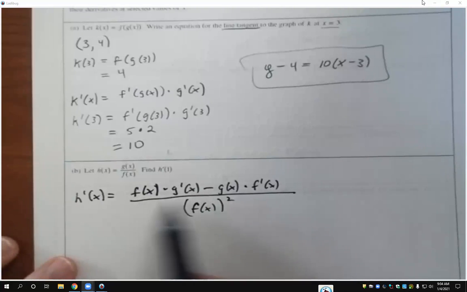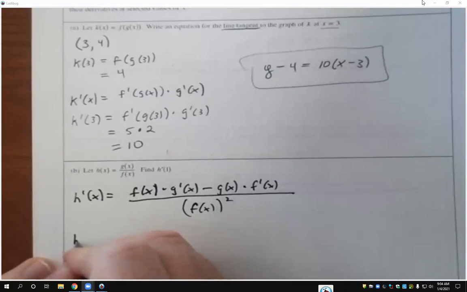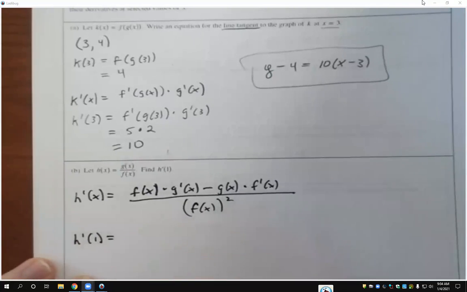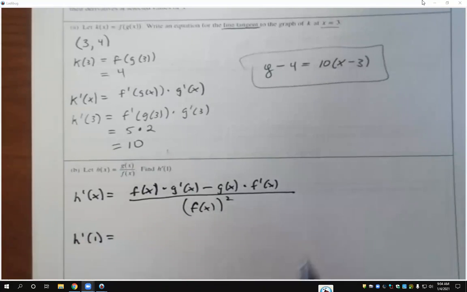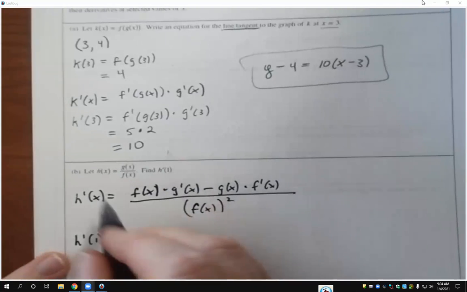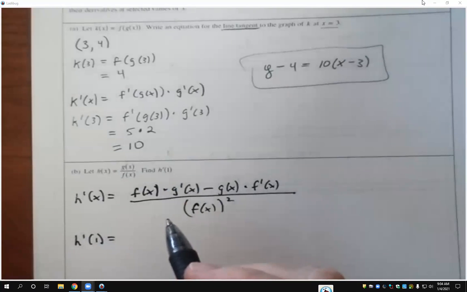Okay, it's probably like 1 point for the derivative, 1 point for the substitution, and then maybe 2 points for the answer. Might be 2 points for the derivative, and then 1 and 1. Typically, they're worth 3 or 4 points each.